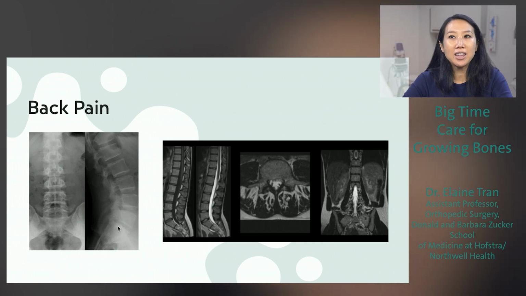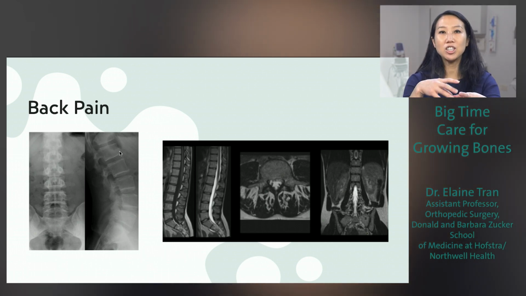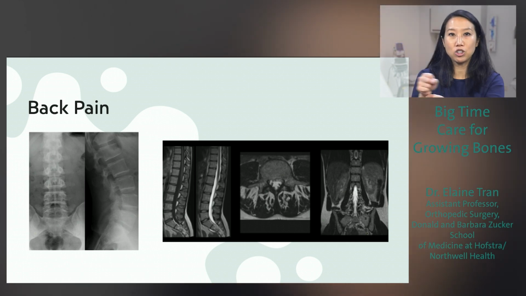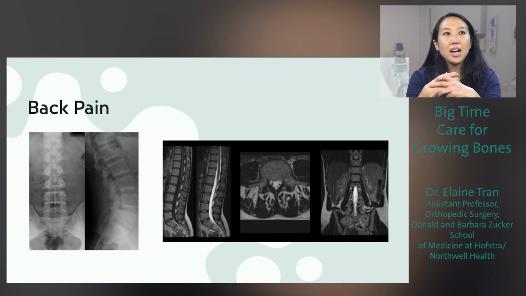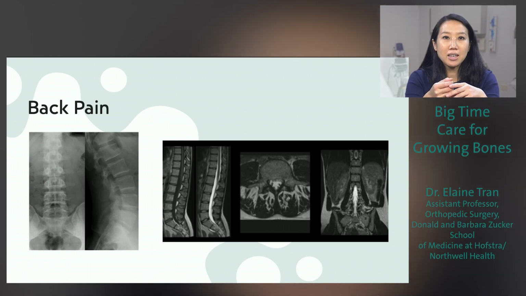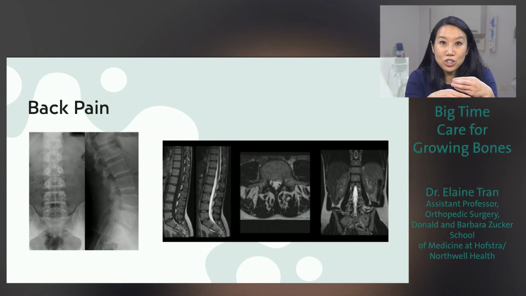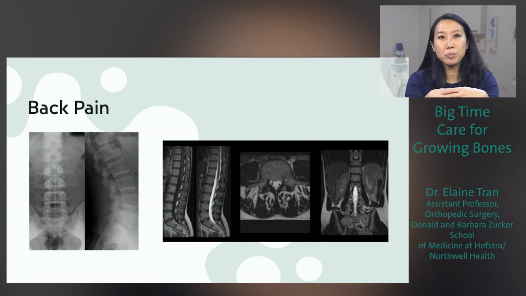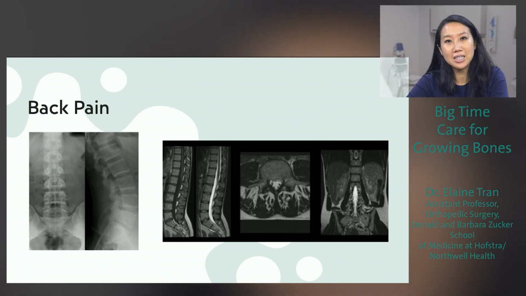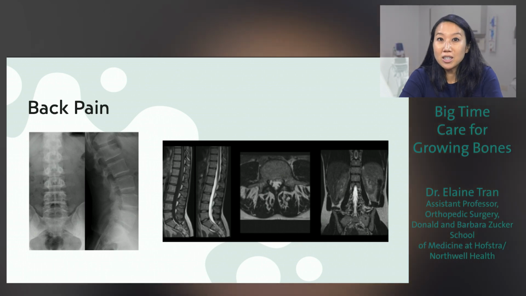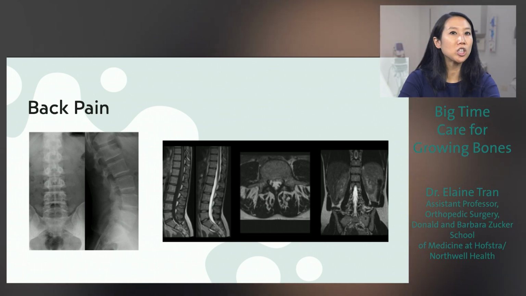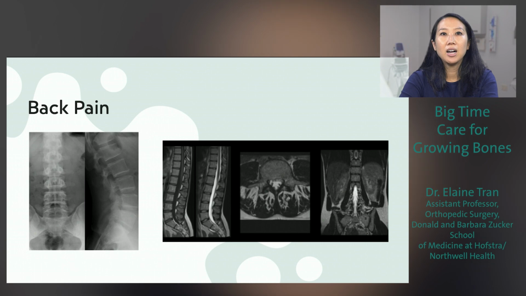And when we look at the lateral view, the spine should line up. All the little squares should line up on top of each other. One shouldn't be translated in front of the other. Sometimes we can see that a bone is slightly translated in front of another bone, and that would be called a spondylolisthesis. That can be a cause of back pain. But overall, we're just looking to make sure that everything on the x-ray looks normal.